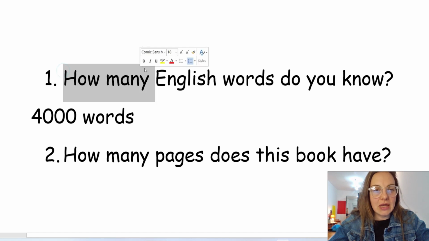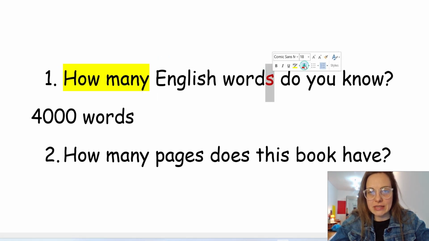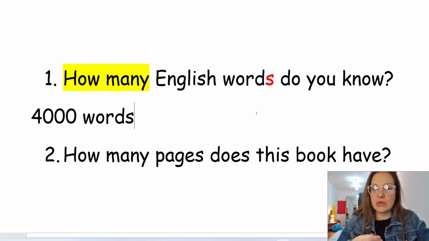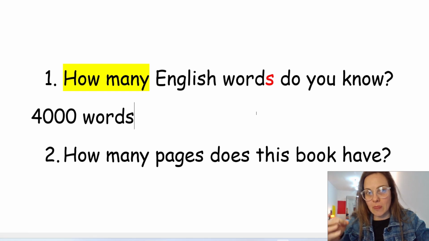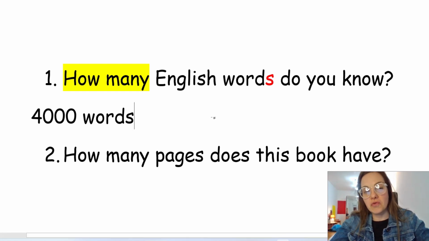So how many we use with countable nouns. How many words do you know? And when you use how many, you usually expect a number in your answer. So how many words do you know? I know about 4,000 words.